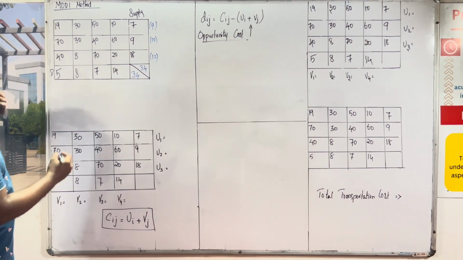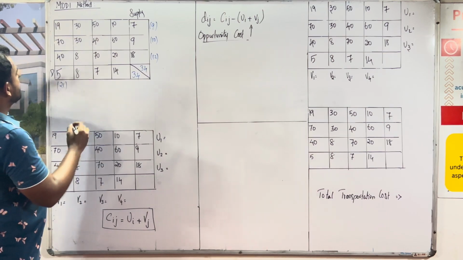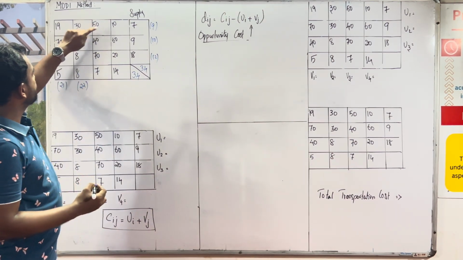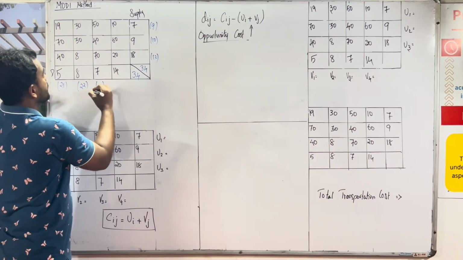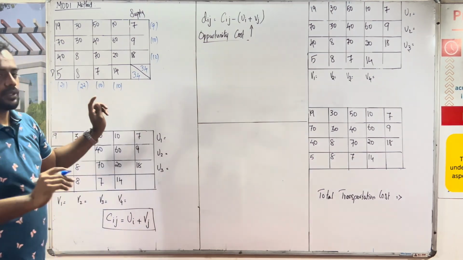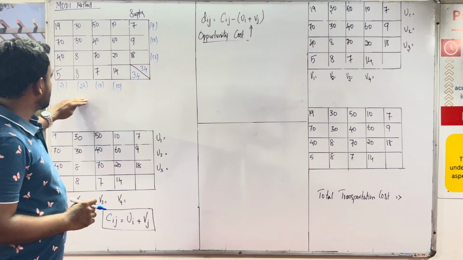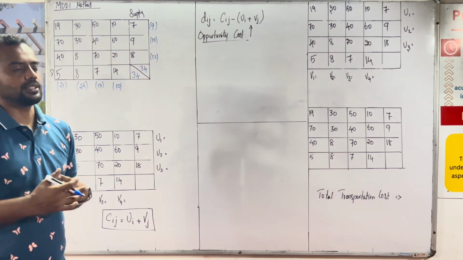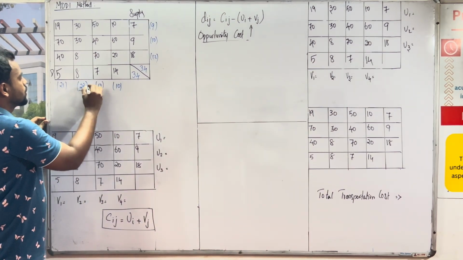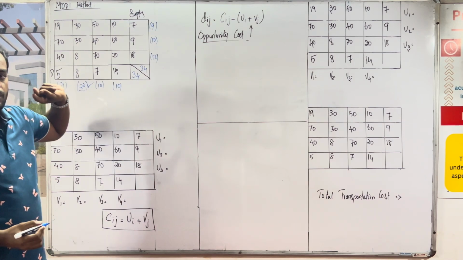You do the same column-wise. 19 and 40 gives 21, and 8 and 30 gives 22, and here 50 and 40 gives 10, and here 10 and 20 gives 10. This way we find the difference between the least and the next least value. Then you have to find the largest difference. The largest difference is 22, so you select this particular column. In this column only you make your allocation.